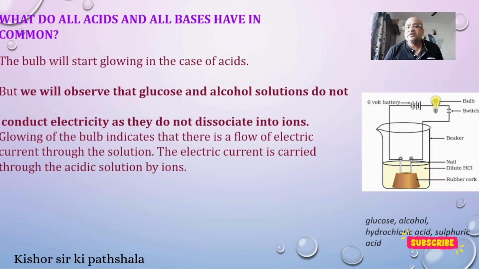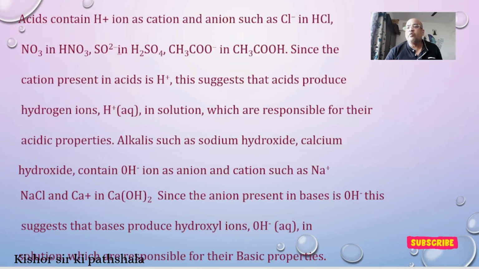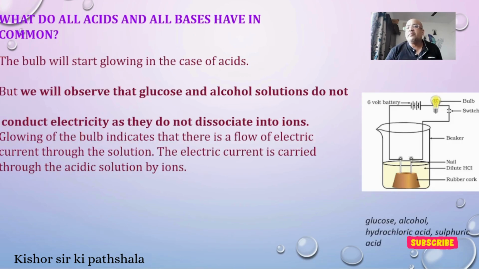Let us perform the activity. We are going to take solutions of glucose, alcohol, hydrochloric acid and sulfuric acid. We are going to fix two nails on a cork and place the cork in a 100 ml beaker, and we are going to investigate whether all the compounds contain hydrogen or not. Let us do this one by one.